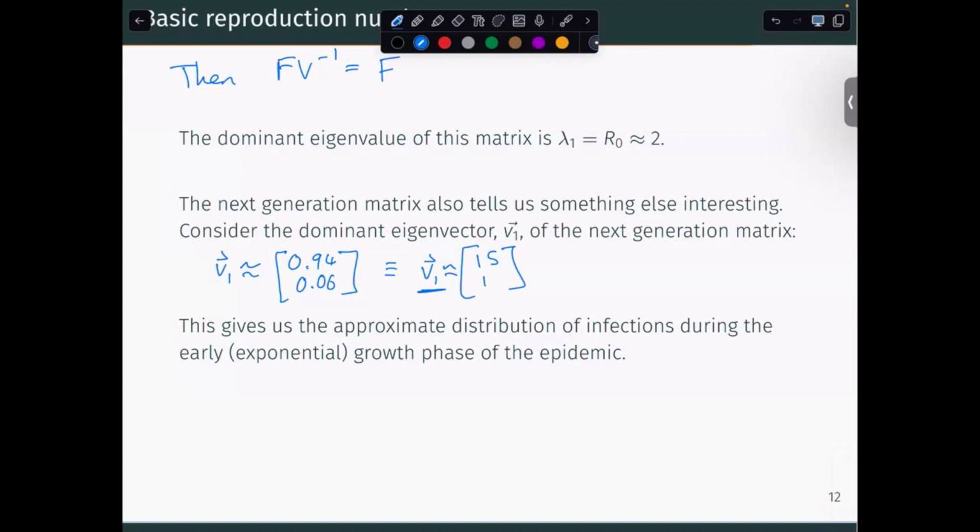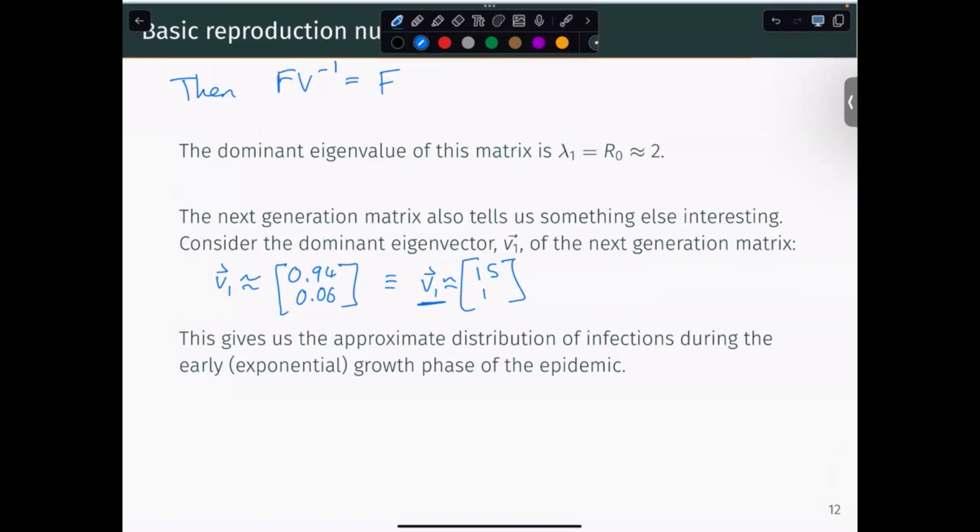So roughly 94%, that's the other way of looking at this vector here, the normal scaled one, roughly 94% of infections during the early stages are in that high risk group. You can see why looking at these types of matrices can be really useful from a public health perspective. So you can say, okay, only 20% of the population is high risk, but during the early stages of an epidemic, 94% of infections are in the high risk group. Therefore, we should be targeting things towards the high risk group preferentially because they are the big drivers of transmission.